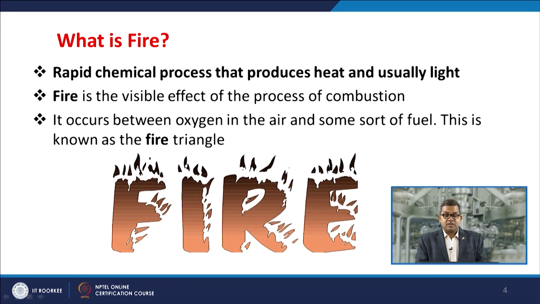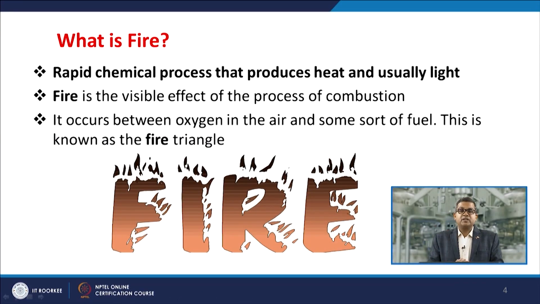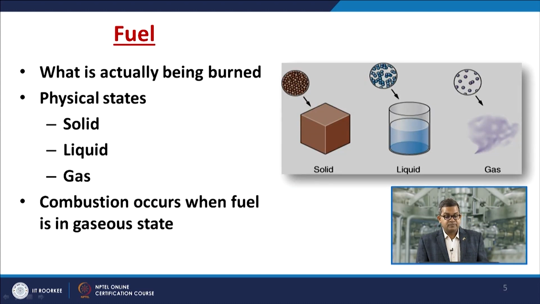Now fire is very common. We cannot imagine our sustainability without fire. We cannot cook food, we cannot have several other things, we cannot produce steam, etc. So what is fire? This is the rapid chemical process that produces heat and usually light. Fire is a visible effect of the process of combustion. For combustion, what kind of different conditions are required, we will discuss in this module. It occurs between oxygen in the air and some sort of fuel. This is known as the fire triangle.